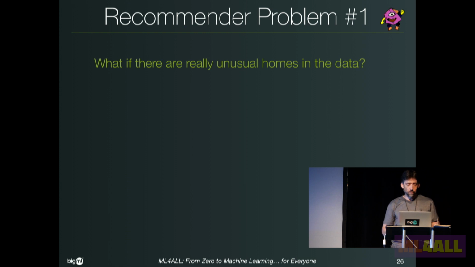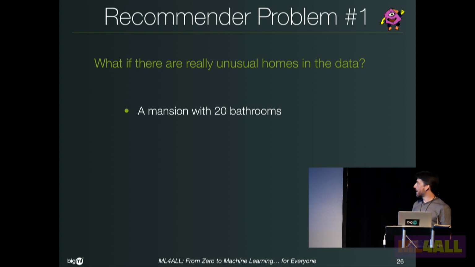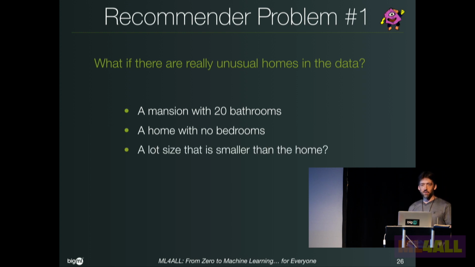Recommender problem number 1. What if there are really unusual homes in this data? What could be an unusual home? How about a mansion with 20 bathrooms? That would be weird. How about a home with no bedrooms? That'd be kind of unusual. How about a lot size that is smaller than the home?